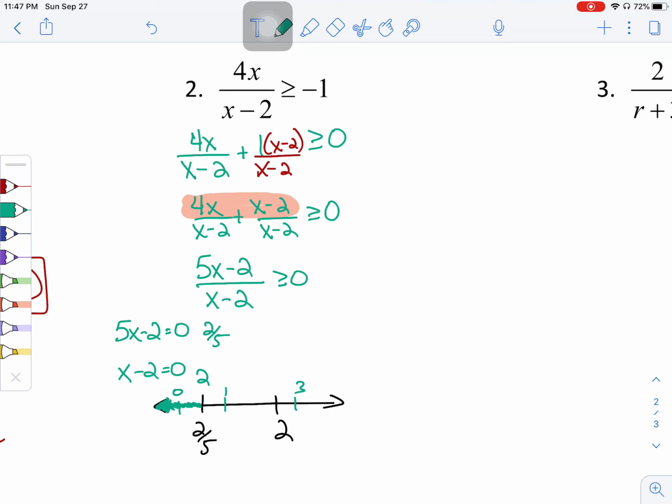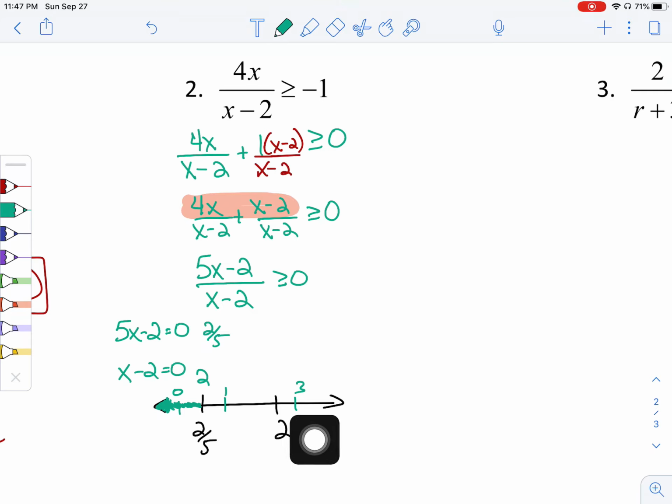Let's see if I can test 1. So let's see what we got here. That would be 4. 1 minus 2 is -1. So 4 over -1 is -4. -4 is greater than -1. That is not true at all. So that tells me the numbers from 2/5 to 2, none of those values work.